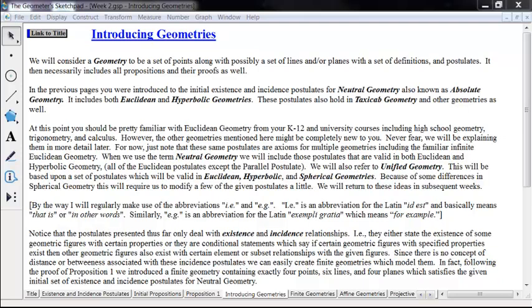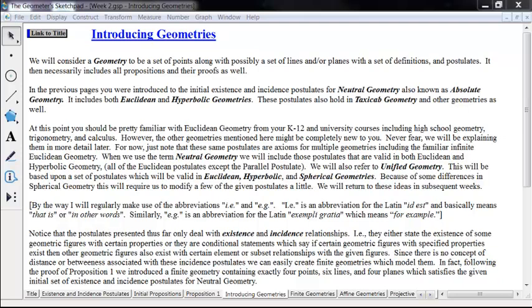We're going to talk about introducing geometries today. We will consider a geometry to be a set of points along with possibly a set of lines and/or a set of planes with a set of definitions and postulates. It then necessarily includes all the propositions and their proofs as well. So that whole thing, that whole system, we're going to call a geometry. So a geometry is an axiomatic system.